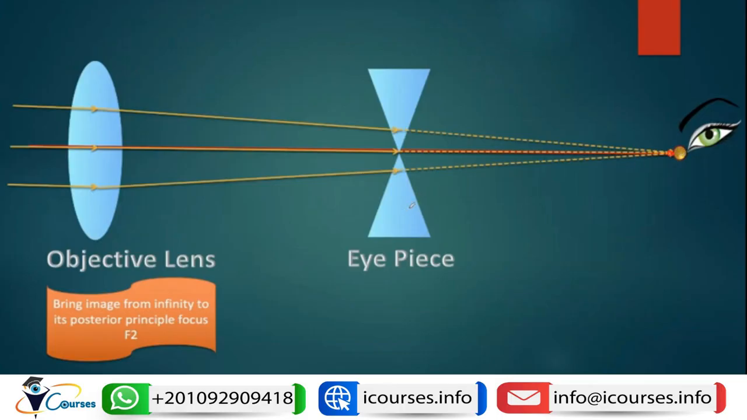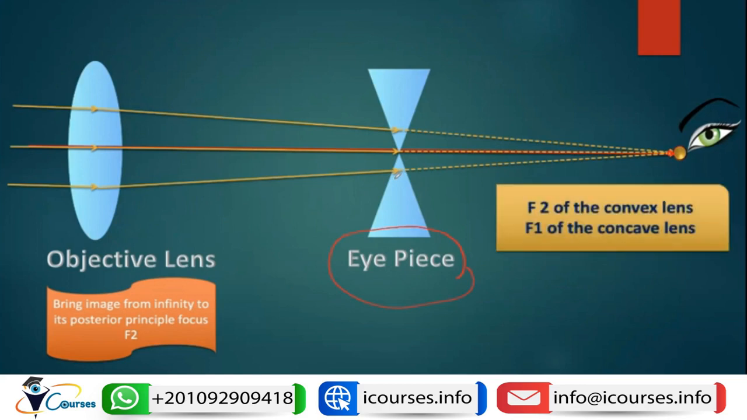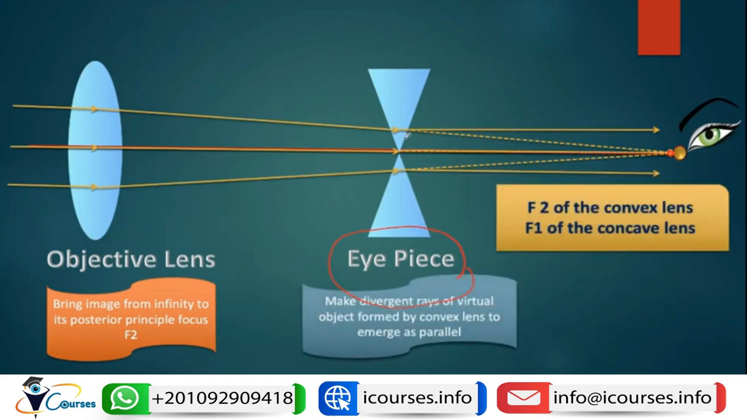This would have happened unless we have this eyepiece. So this eyepiece comes across the light rays pathway. This eyepiece will take these converging light rays and will make them parallel. This is because the minus lens makes divergent the light rays of the virtual object formed by the convex lens, so they emerge parallel, because the f2 of the convex lens and the f1 of the concave lens coincide.